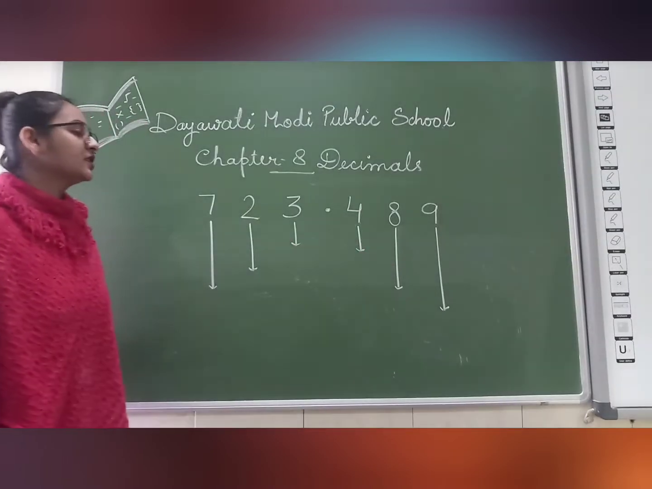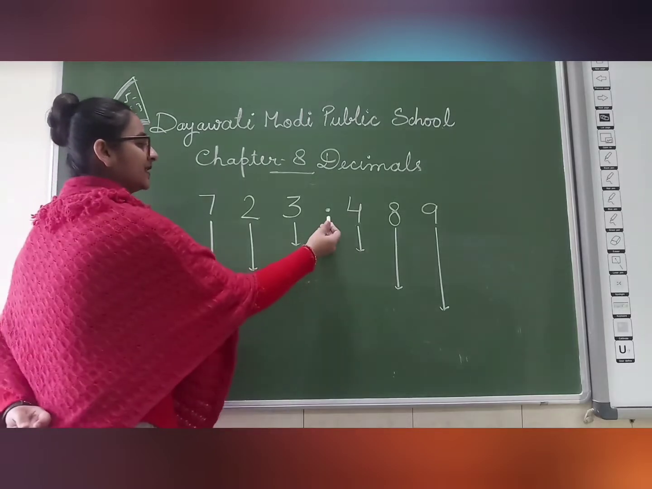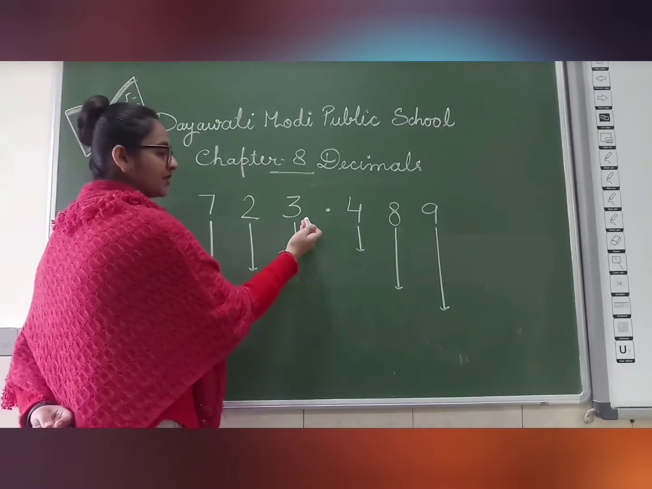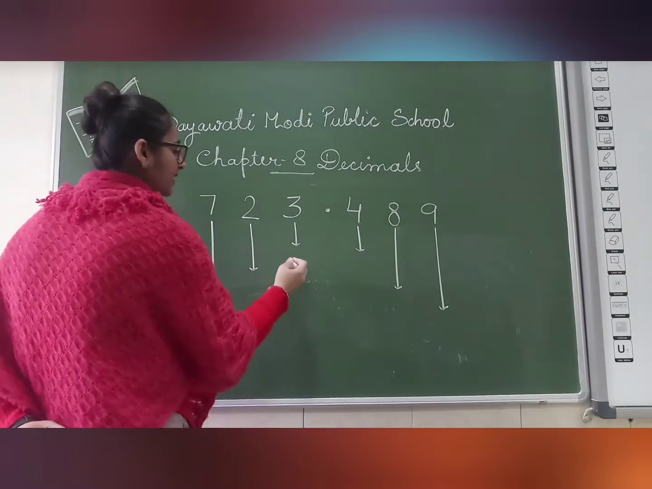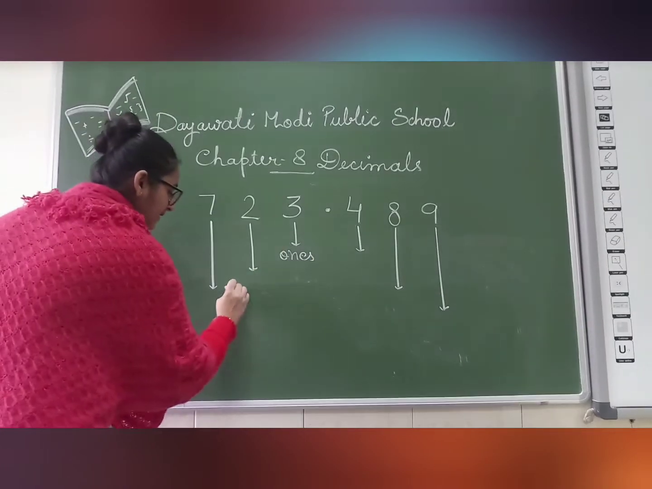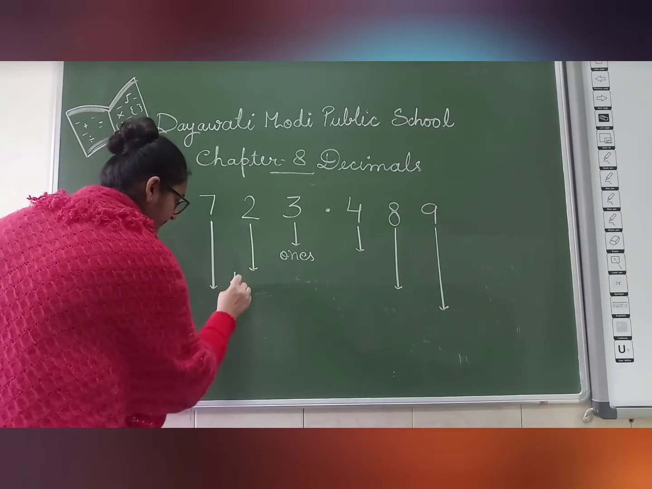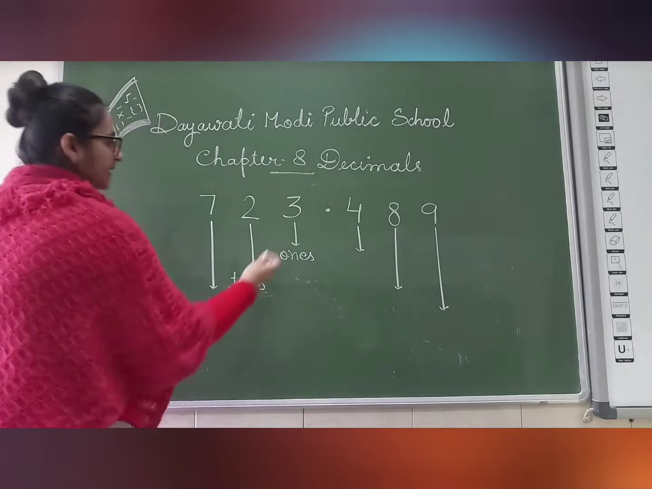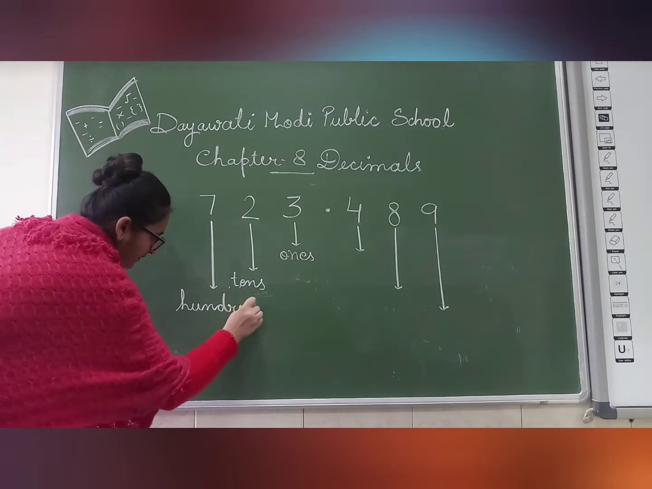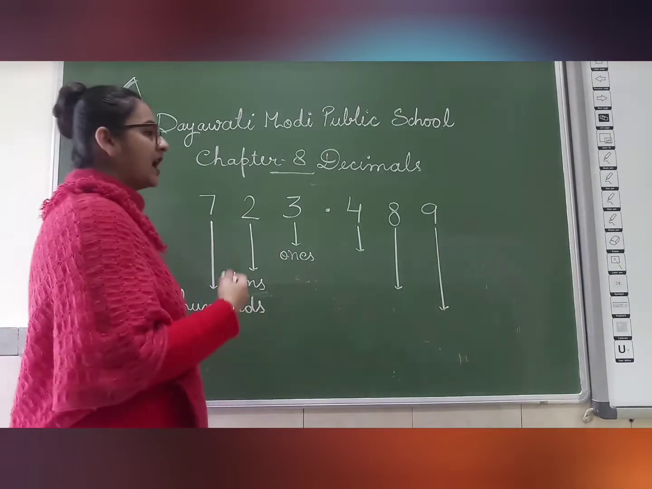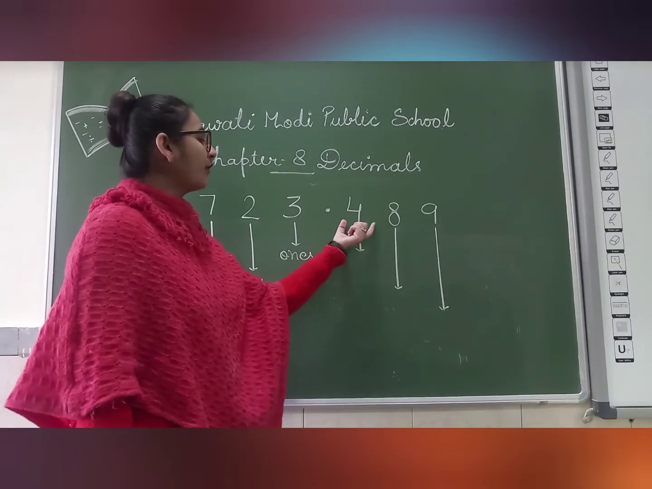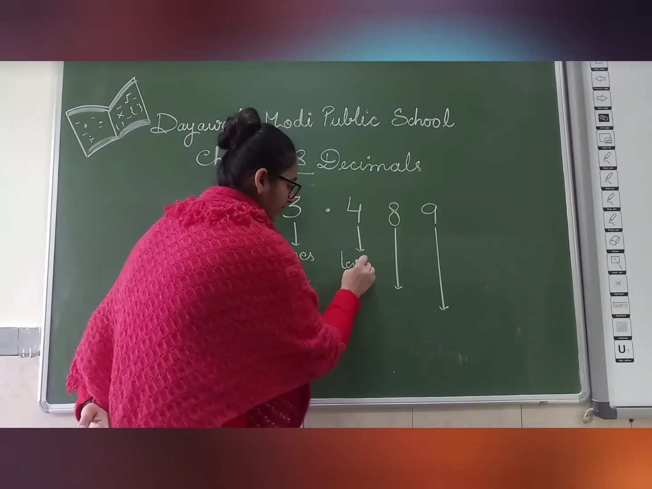Okay. Now students, we are going to define each and every digit of this decimal number 723.489 according to their place values. So this is a decimal point, students. Now when we move towards the left direction, the first digit is 3 and the place value of 3 is ones. The place value of 2 is tens. The place value for 7 is hundreds.